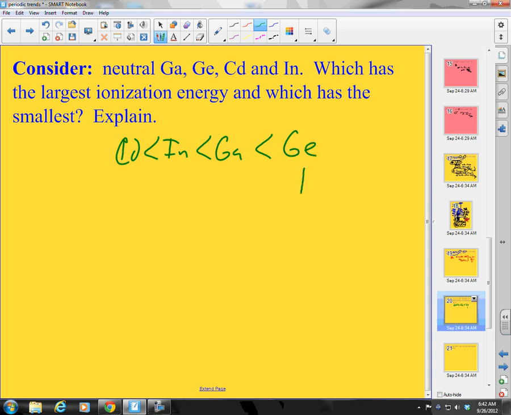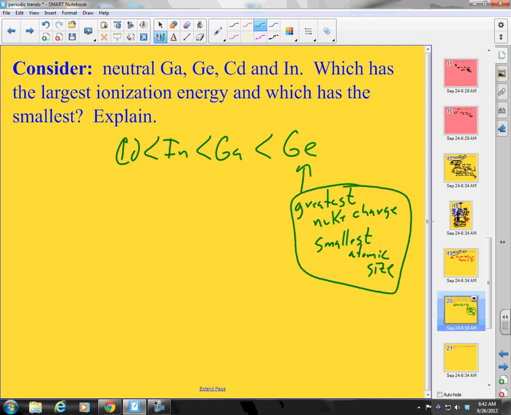And why is that? This guy has the greatest effective nuclear charge and the smallest atomic size. And that's why it would have the highest ionization energy. That's why it's the hardest to remove an electron from of those four. Moving on.